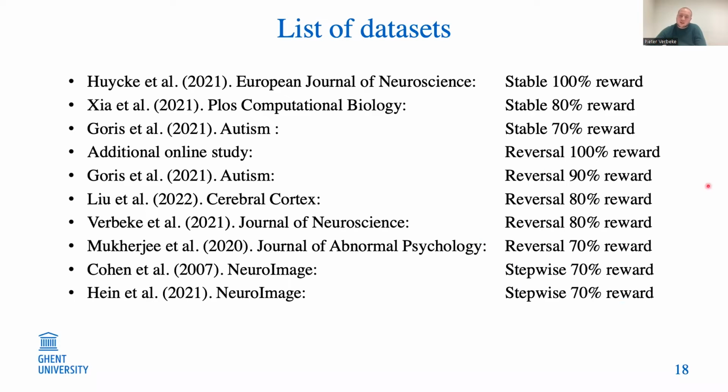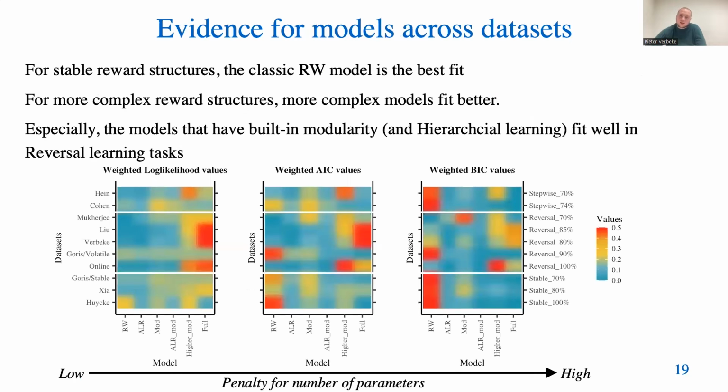We gathered some data by contacting authors or via the Open Science Framework. And this spanned different reward structures and reward probabilities. And then we fitted all models on all data sets and looked at the evidence for each model. We considered log likelihoods, which do not penalize the number of parameters in the model, but also AIC and BIC, which have penalties for highly parameterized models. And we basically see that for the stable reward structure, the Rescorla-Wagner model is the best fit, definitely if you are looking with a high penalty for the number of parameters.